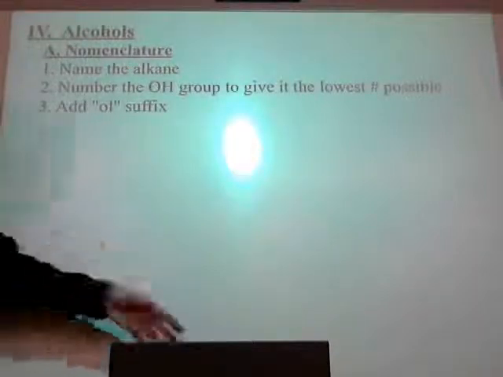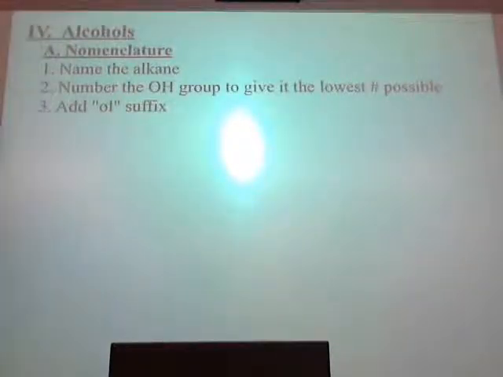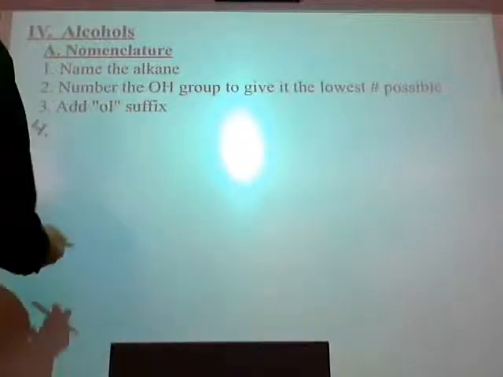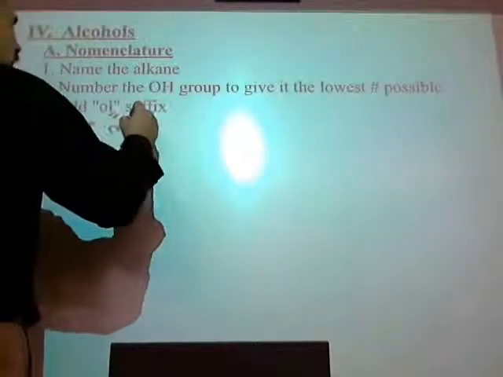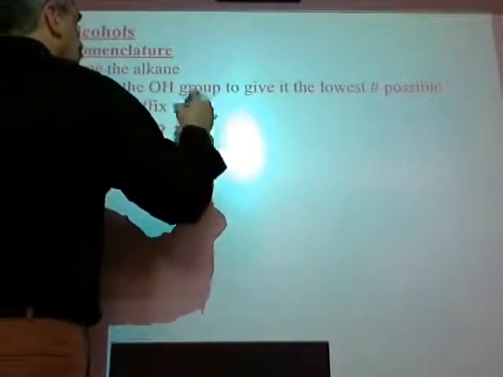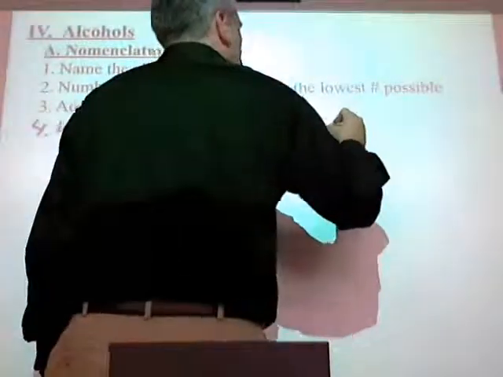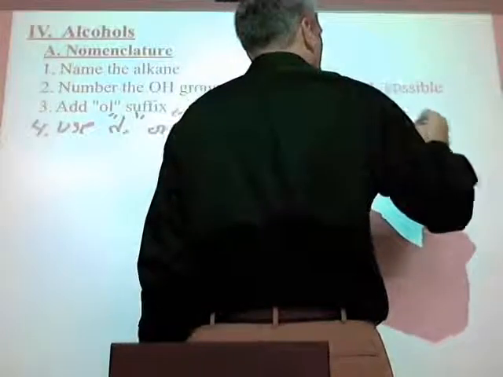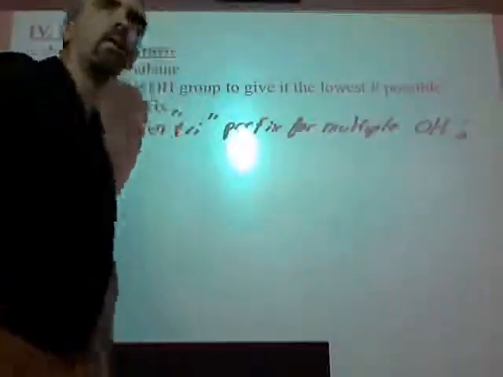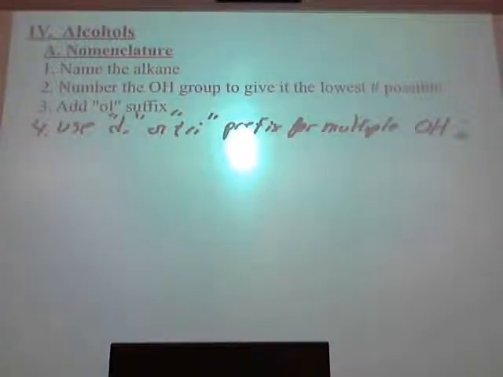All right, and I'll do 3 examples for you, but there's a 4th thing that I didn't actually put in my notes for some reason. The 4th thing I want to tell you is you often can get multiple OHs in a group, and I can show you where you have to add just a di or a tri or whatever. So use the di or tri prefix for multiple OHs. And that di or tri does not go where you might expect. It actually goes right before the OL suffix. And I'll show you with an example in just a second.